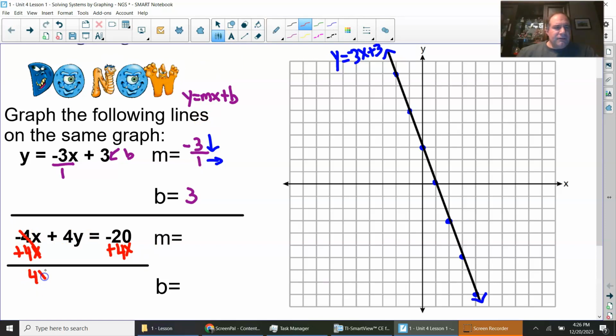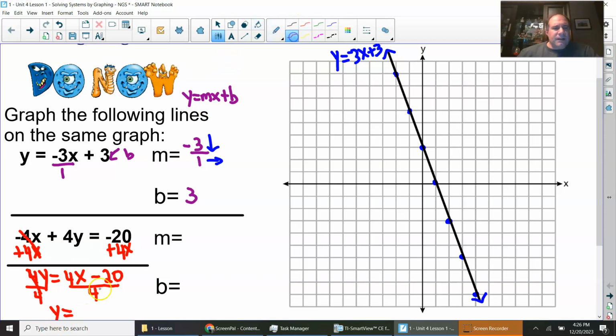So on the left side, you're left with 4y equals, and I'm going to put this 4x first, just to put the x first. Remember, it's y equals mx plus b, so I like to have that x first, and then the -20 is second. Then to get the y alone, you do the opposite of multiplication, which is division. You divide by 4 on both sides, you get y equals.